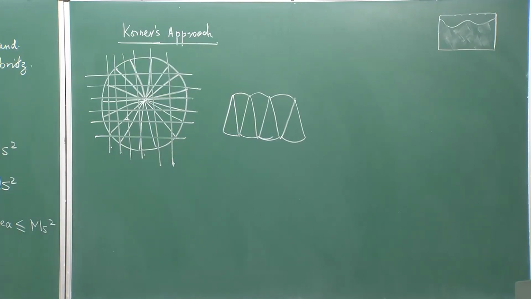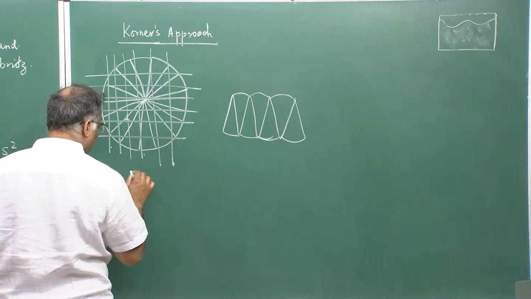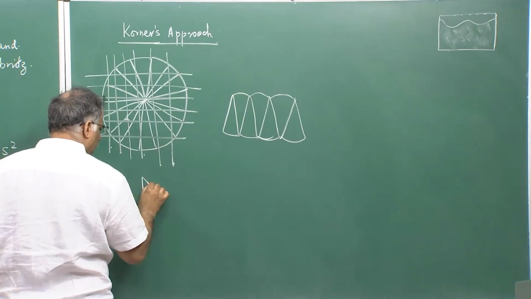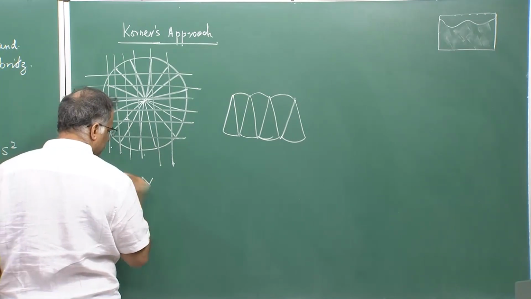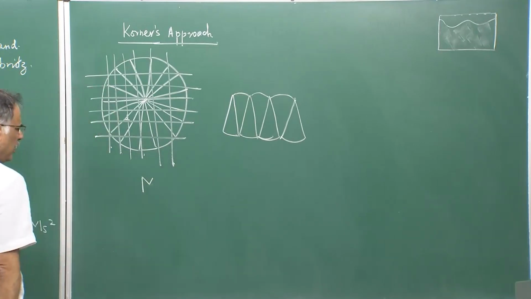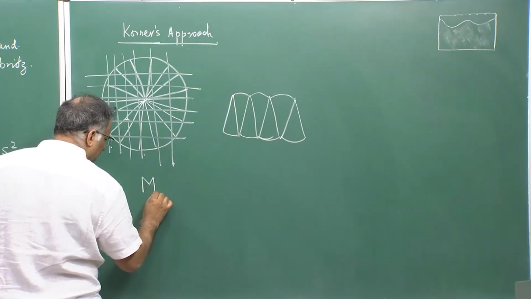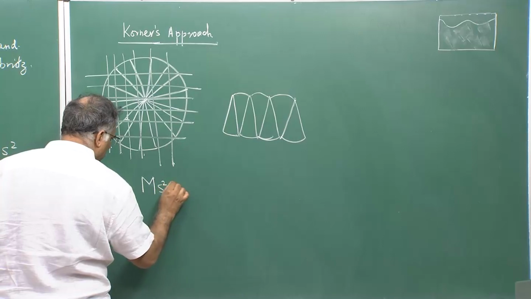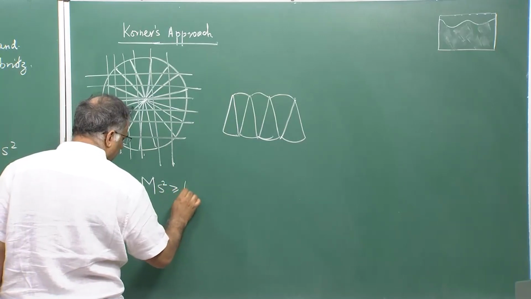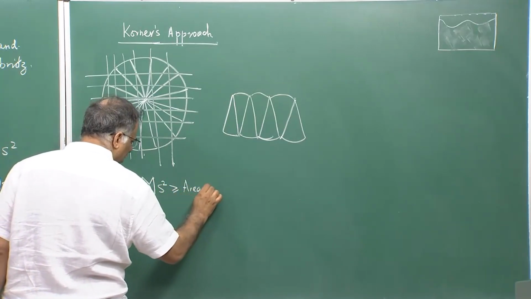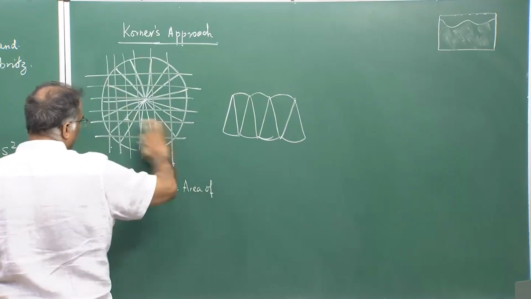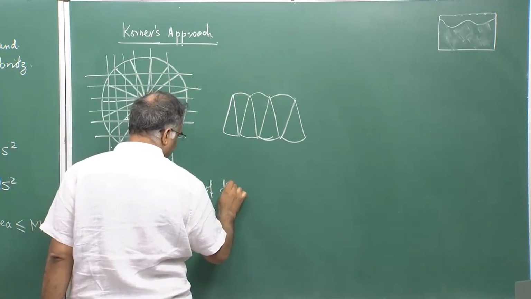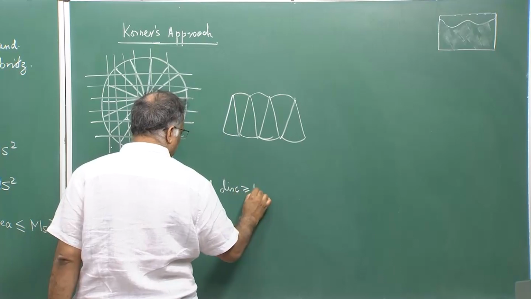I do the same thing. So, I put the grid, and then you see what happens is that I can simply say that again in the same way, ms square is bigger than the area of the disk, the circular disk, and this is greater than ns square.